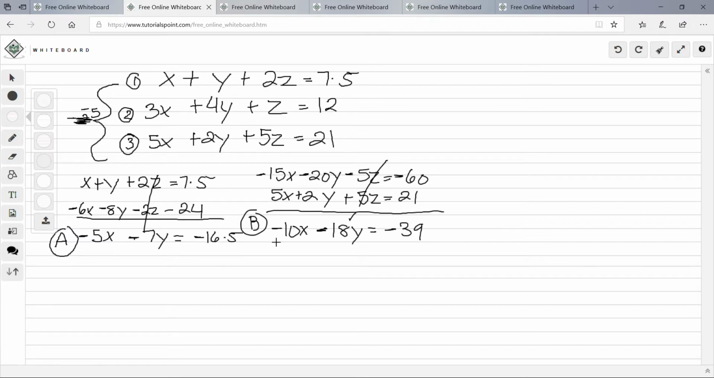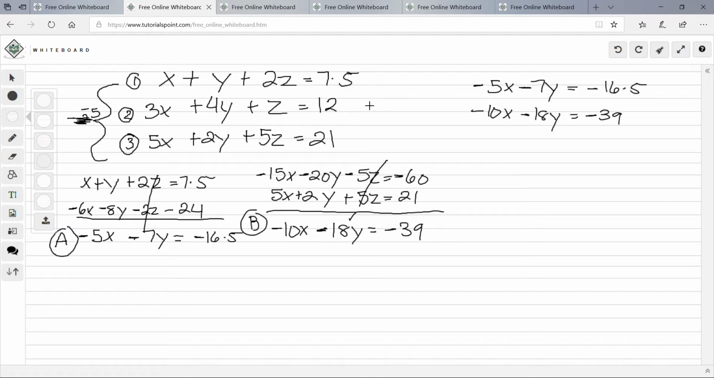So let's look at equations A and B. They have an x and a y. We have an x and a y in equation B as well. So let's do elimination. I'll put it right here on the right. Equation A is -5x minus 7y equals -16.5. And then equation B is -10x minus 18y equals -39. So what do we want to get rid of?